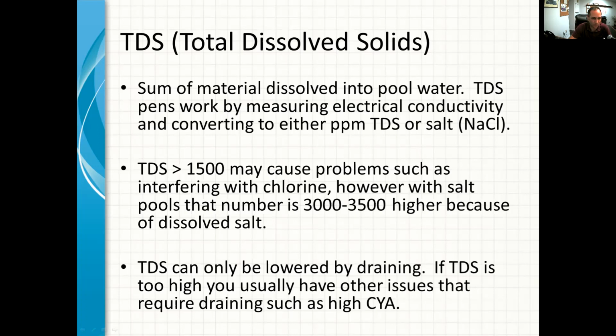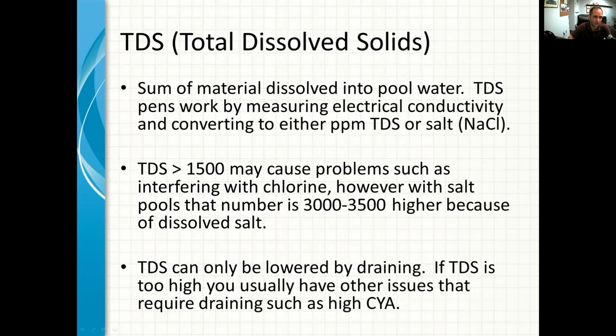TDS should be pretty low. Most pools it's below like 500. Any higher, if it's higher than like 1500, that could indicate a problem where the water just needs to be drained, like hasn't been drained for a really long time, but usually when it gets that high, I see other problems too, like really high CYA levels. So I don't see too many with that high of a TDS.